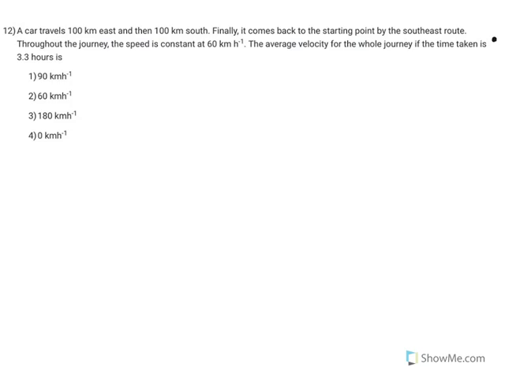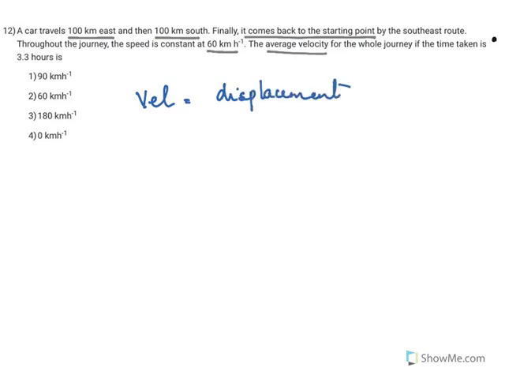A car travels 100 kilometers east and then 100 kilometers south. Finally, it comes back to the starting point by the southeast route. Throughout the journey, the speed is 60 kilometers per hour. So find the average velocity. Now average velocity equal to displacement over time.